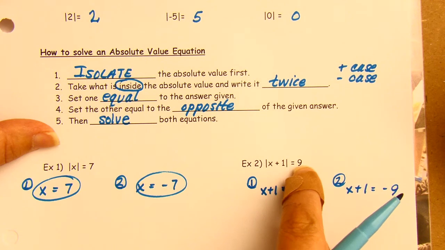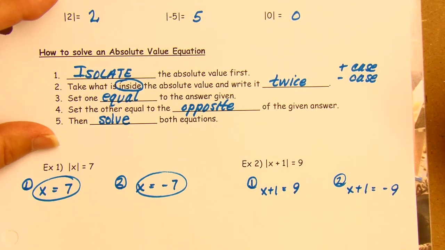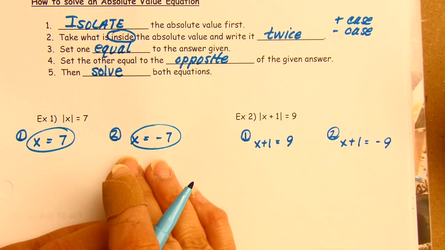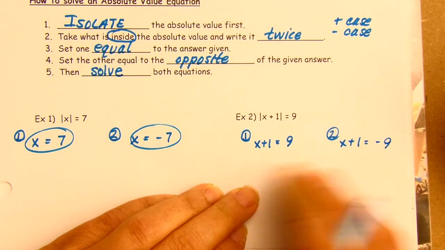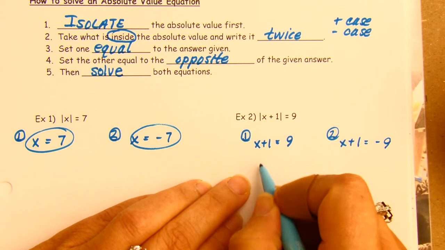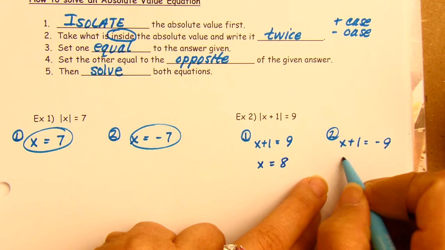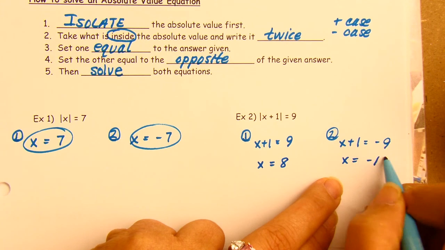Sometimes this on the right side is a quantity, so you need to be careful. Now I'm not done here like I was in the first example. I have to actually take the 1 over to the other side. So I get x equals, when I subtract 1, 8, and x equals, when I subtract 1, negative 10.